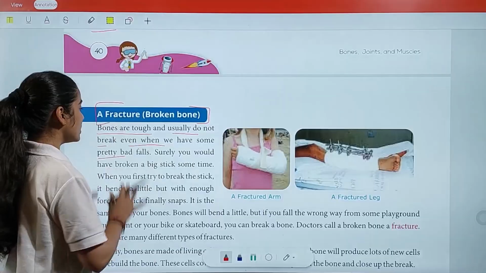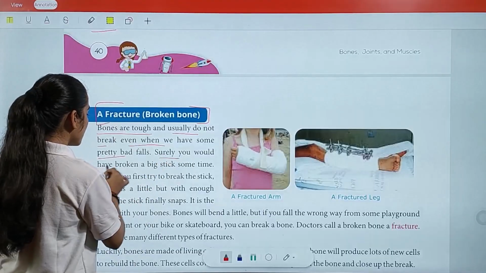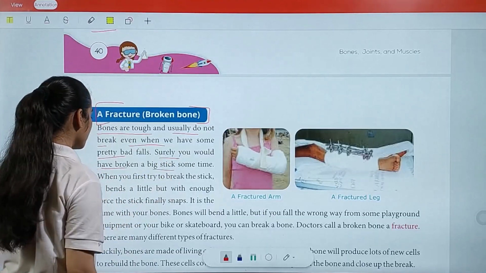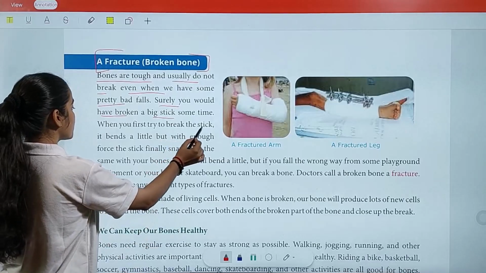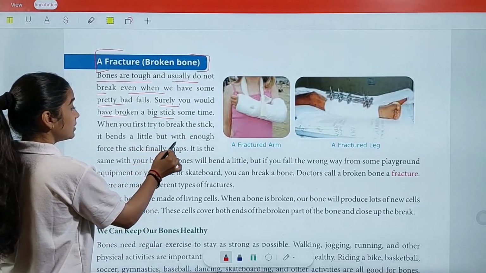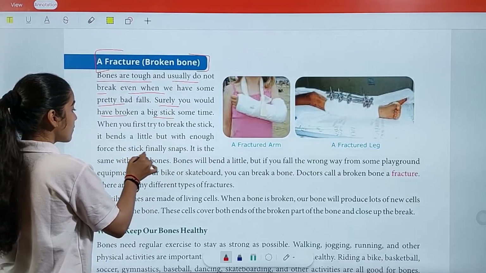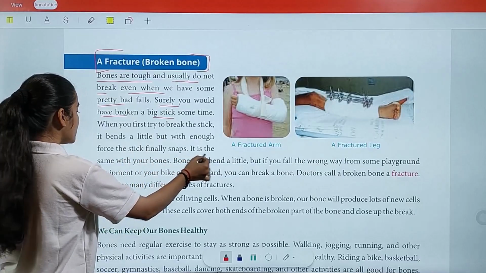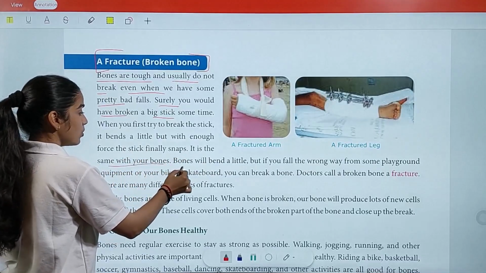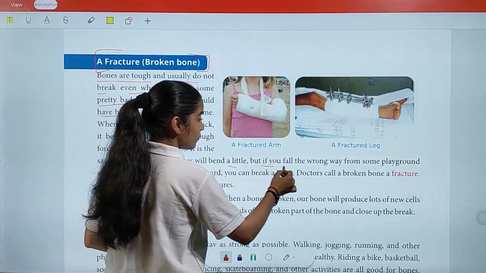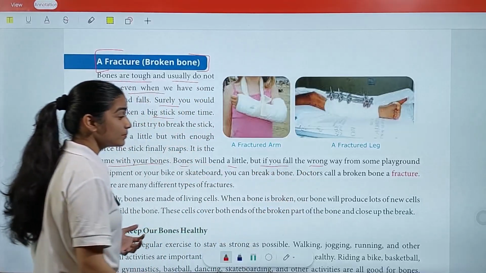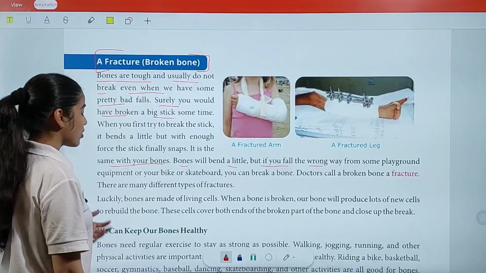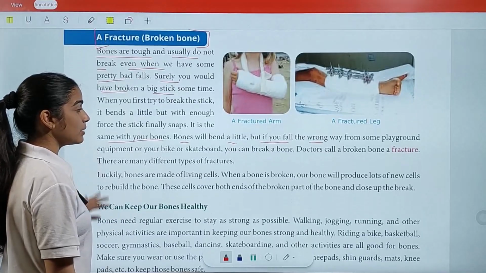That's why your bone is broken. Surely you would have broken a big stick sometime. When you first try to break the stick, it bends a little, but with enough force, the stick finally snaps. It is the same with your bones. Bones will bend a little, but if you fall the wrong way from some playground equipment or your bike or your skateboard, you can break a bone.